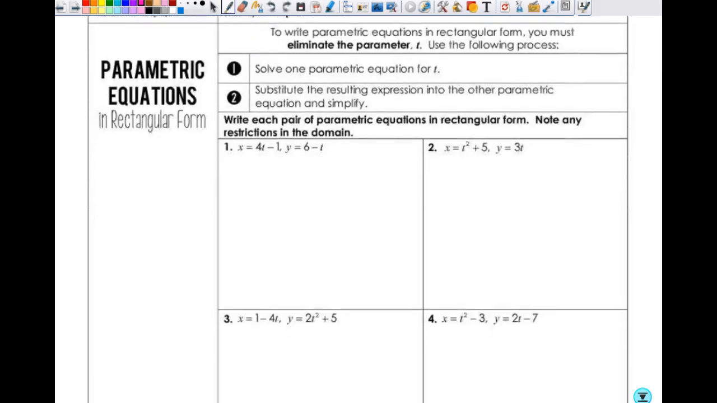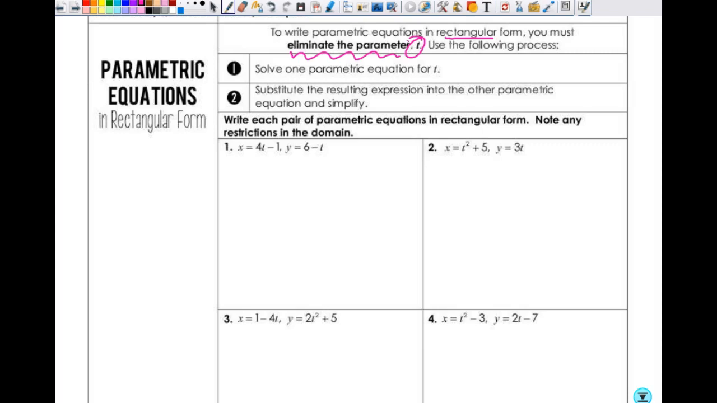So let's look at what this says. It says to write parametric equations in rectangular form, you must eliminate the parameter t. So we use the following process. Solve one parametric equation for t. Substitute the resulting expression into the other parametric equation and simplify. It's basically like substitution. If you just pretend like it's a system of equations, that's basically the same type of thing you've been doing. Okay.